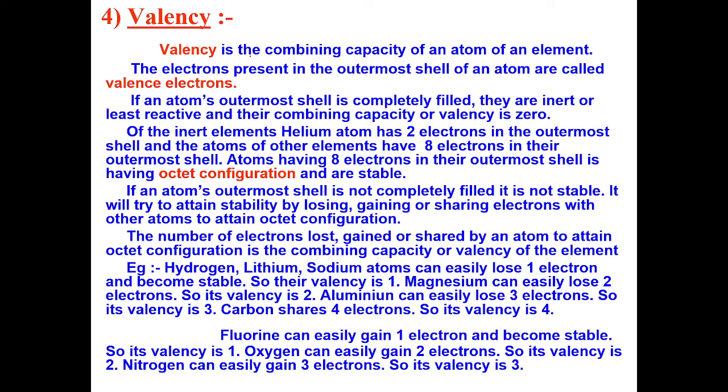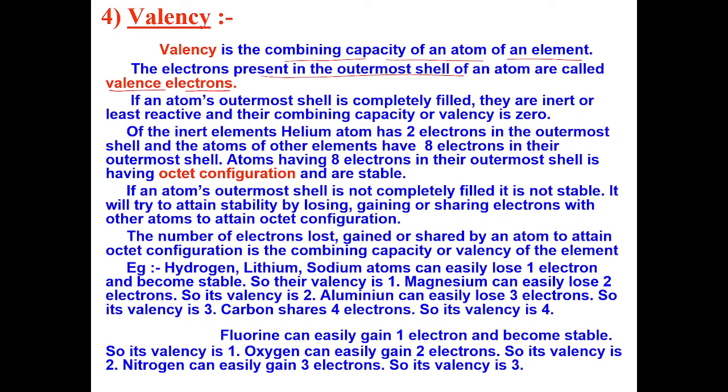Valency we have already explained in a previous class. Valency is the combining capacity of an atom of an element. In our previous class, in the chapter on moles, how to calculate the moles, valency was described. So that is already available here. Usually, valence electrons means the electrons which are present in the outermost shell.